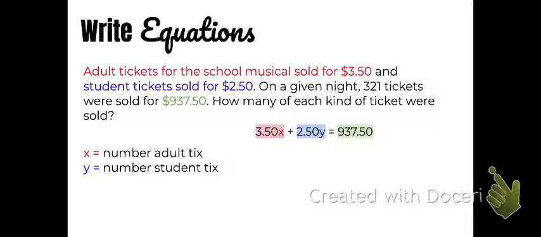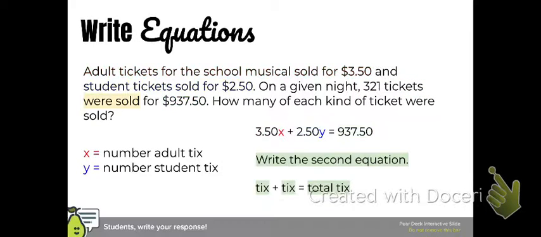Now let's think about a second equation. What other information are they giving us? It says on a given night, 321 tickets. That's another number we haven't used yet. So let's come up with an equation using this. This is the total tickets. So the number of adult tickets plus the number of student tickets equals the total tickets. Tickets plus tickets equals total tickets. So we know the total tickets are 321.